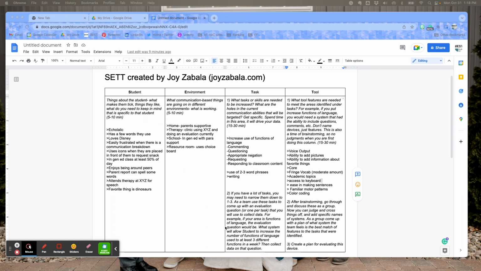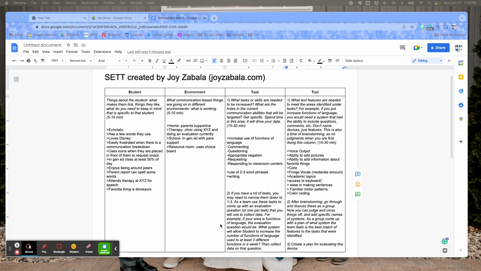So here's my example. If the area is functions of language, the evaluation question that you would come up with would be something like this: What system will allow the student to increase the number of functions of language used to at least 3 different functions in a week? That's your question. So that's what you're going to take data on.